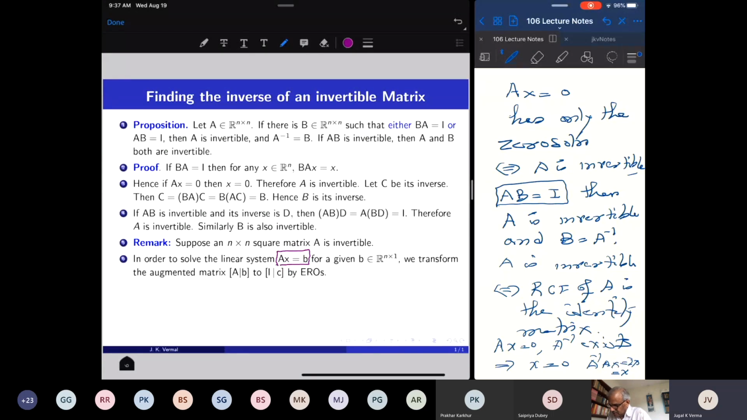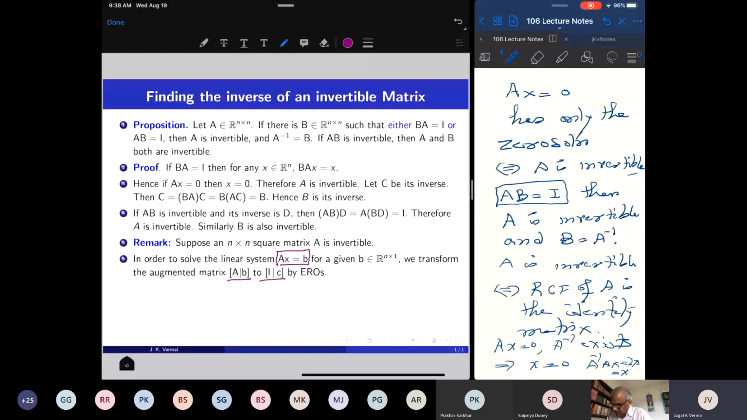Now, in order to solve this system of linear equations, we look at the augmented matrix as we did before, [A | B], and then we know that the row canonical form of an invertible matrix is the identity matrix. So by applying elementary row operations, this augmented matrix [A | B] can be converted into [I | C], right? So by a sequence of elementary row operations, we convert A into I, and those elementary row operations will convert the vector B into C. Okay.